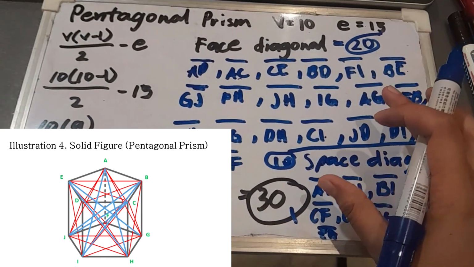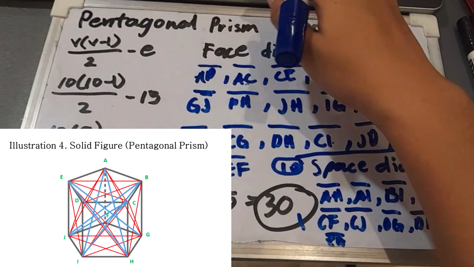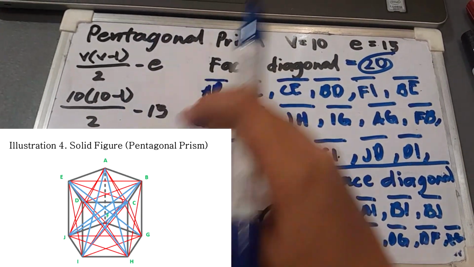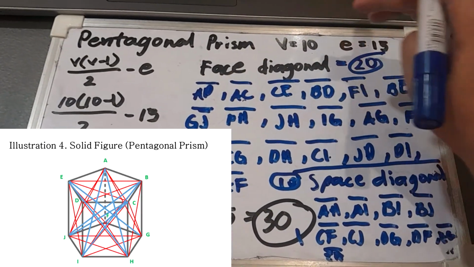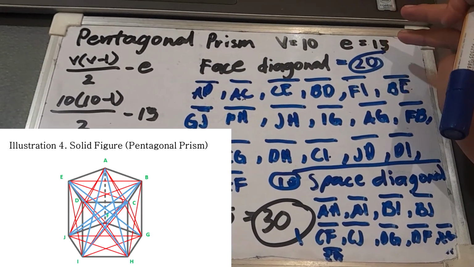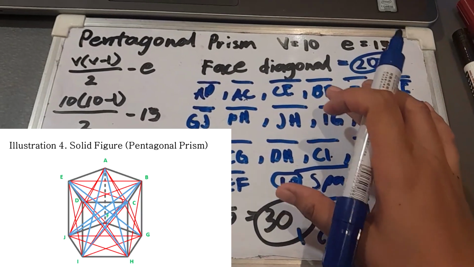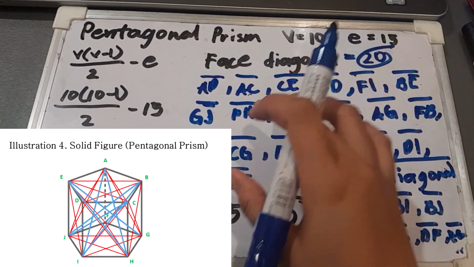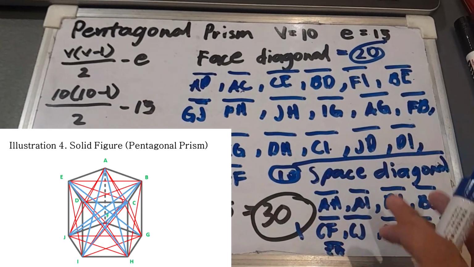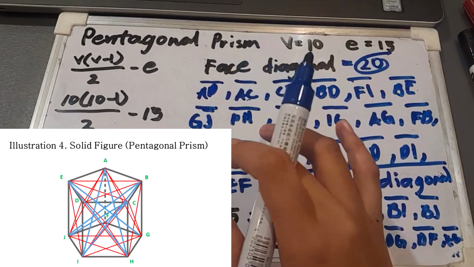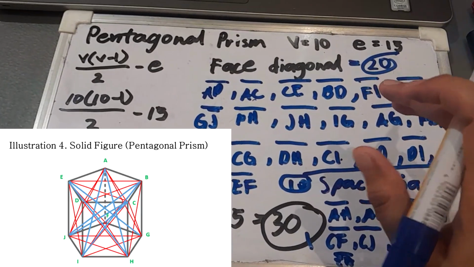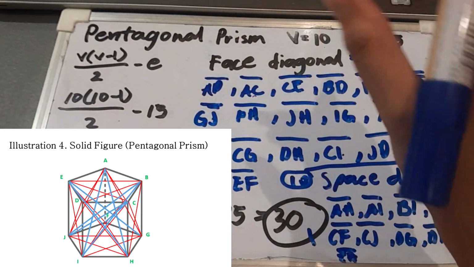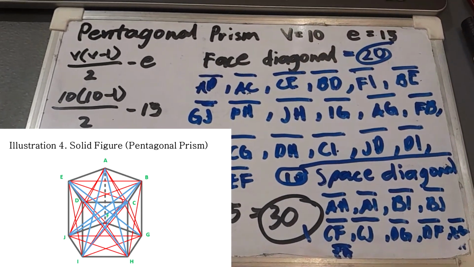So the easiest way to get the diagonals of a pentagonal prism is to use this solution with a given value of vertex and edge, so that you will not have difficulty in writing this many diagonals to identify how many are there in this prism or this figure or in the diagonal.